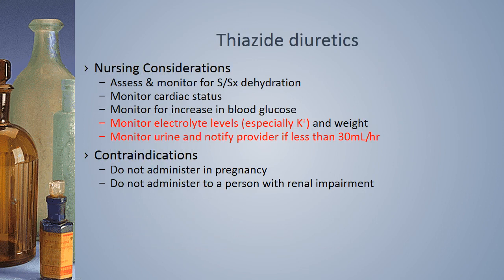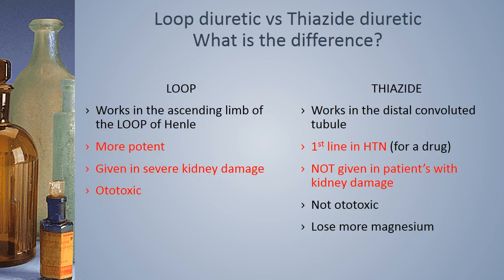For your nursing considerations, you're going to assess and monitor for signs and symptoms of dehydration, and monitor that cardiac status, especially if they have hypokalemia. Monitor for an increase in blood glucose, since the thiazide can mask hyperglycemia. Monitor your electrolyte levels, especially your potassium, and monitor urine and notify provider if it's less than 30 mLs per hour. So what's the difference between the two?